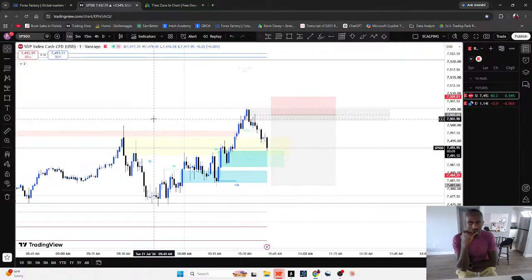Trend line crossing down. Get a little bit of a drop here. That's good.